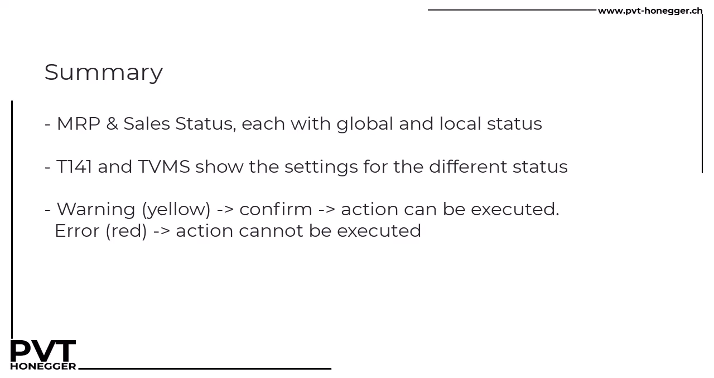Let's summarize that. There are global and local status, as well as a purchasing and sales status. The purchasing status also controls material movement and production. The status controls if certain actions are possible, warning messages are created, or if the action is blocked. These settings are visible in two SAP tables. A yellow warning message can be confirmed, and the action is still possible, where a red error message will block the action.